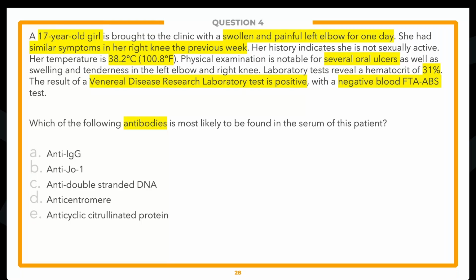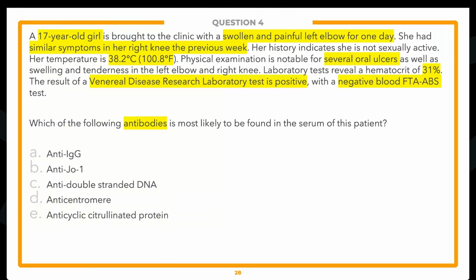All right, so we got a bunch of antibodies, right? So they all have anti-something. So E, anti-cyclic citrullinated protein, or CCP. Option choice D, anti-centromere. Option choice C, anti-double-stranded DNA. Option choice B, anti-Jo1. Option choice A, anti-IgG. Now, all of these have kind of relevance in different conditions associated with them.